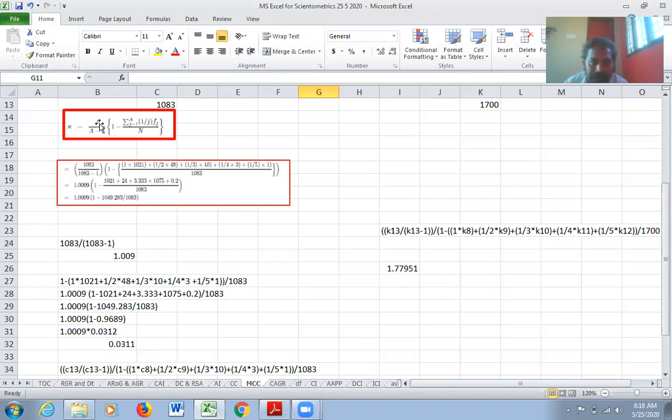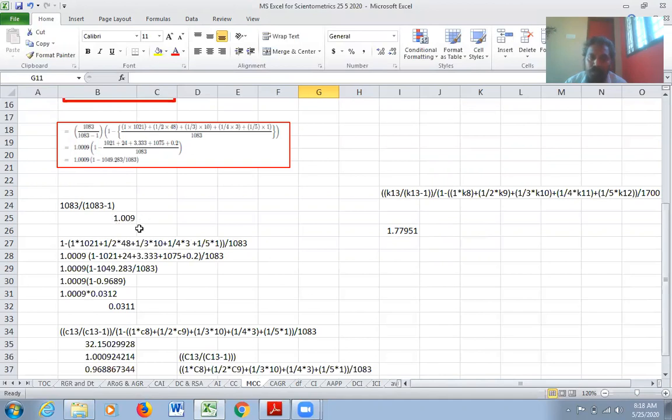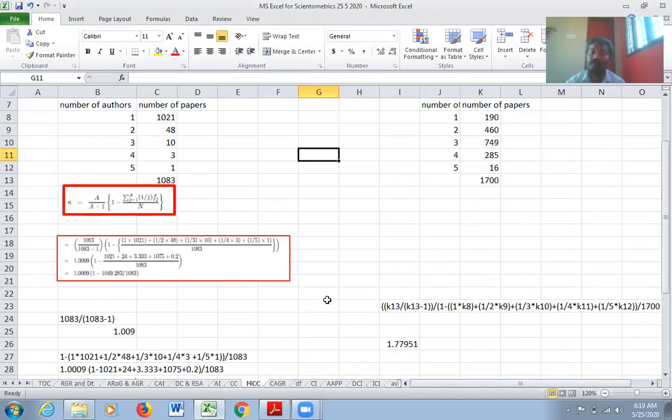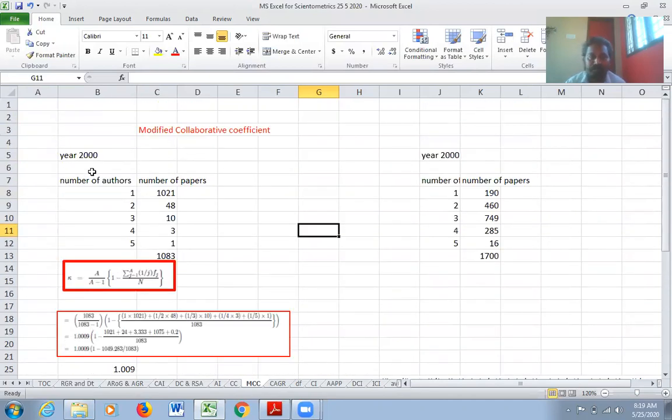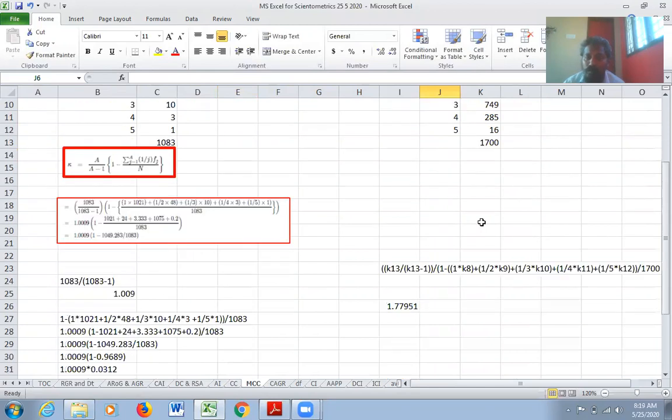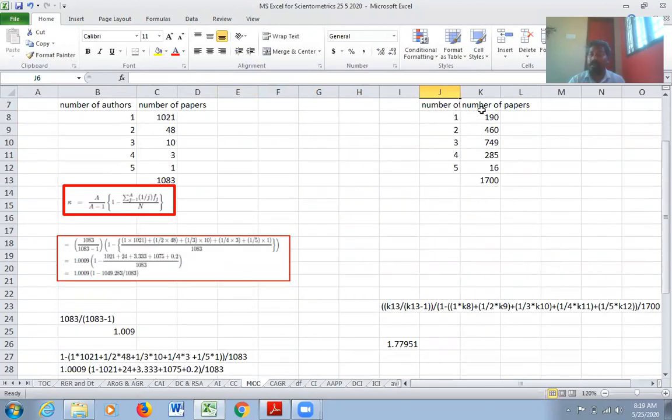What is the first part of this formula? Total publications divided by total publications minus 1. If you multiply 1.009 into the collaborative coefficient, you will get the modified collaborative coefficient. For 2010, the modified collaborative coefficient is 1.77. It is a very high contribution of collaborative authors.